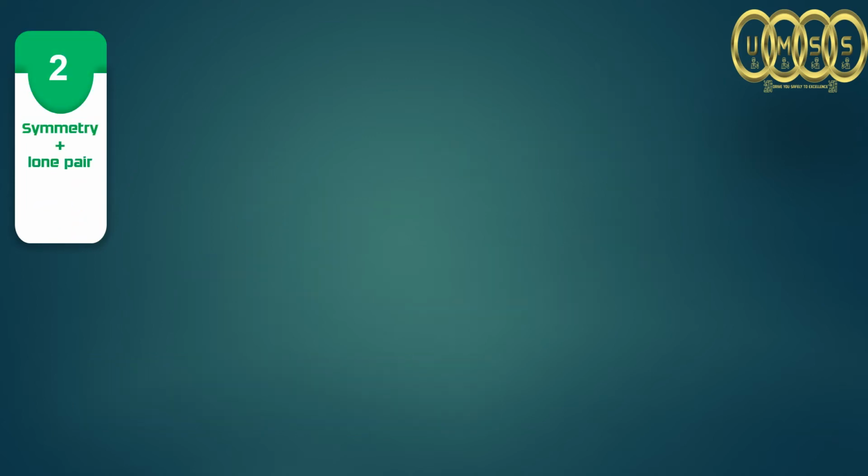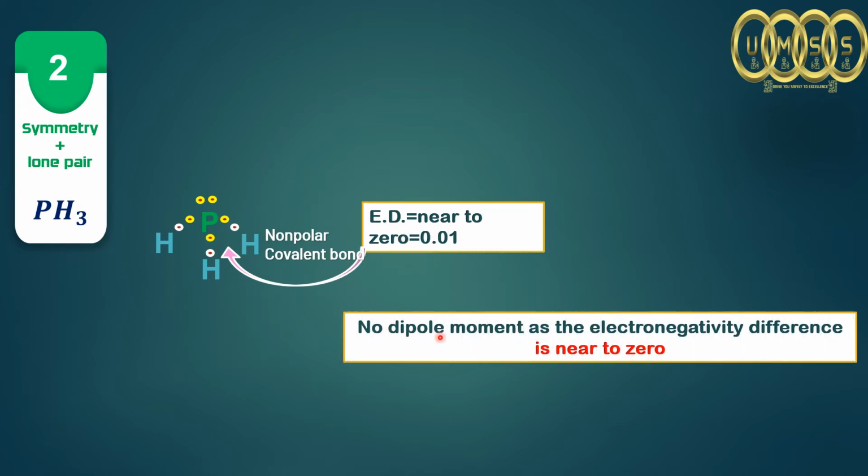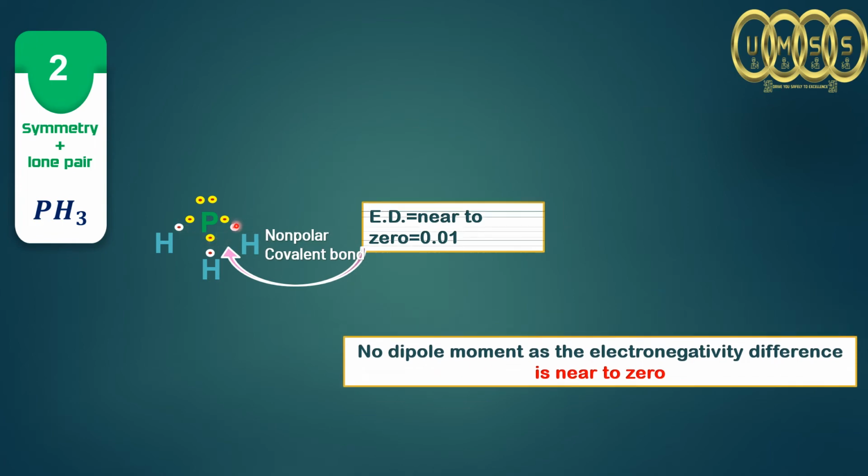The second probability is the molecular compound which has asymmetry and a lone pair of electrons on the central atom. Let's take an example like phosphine, PH3. As we see in the Lewis dot structure of PH3, the phosphorus atom is the central one and is bonded with 3 hydrogen atoms with nonpolar covalent bonds, as the electronegativity of phosphorus is very close to that of hydrogen. So the electronegativity difference will be near 0. So there is no dipole moment and all bonds in this molecule will be nonpolar covalent bonds.